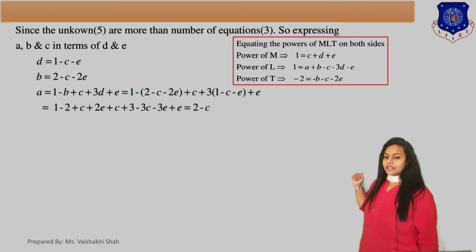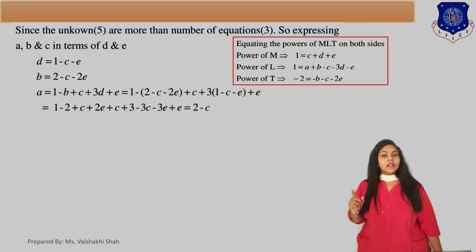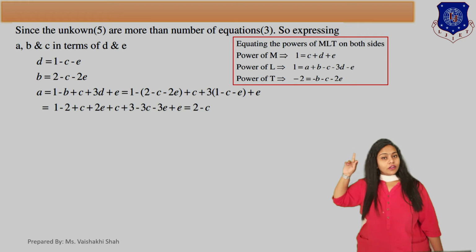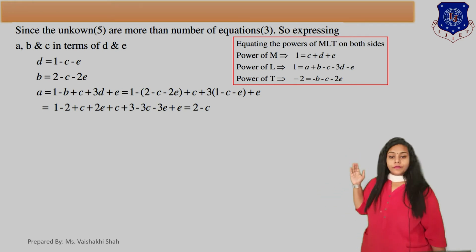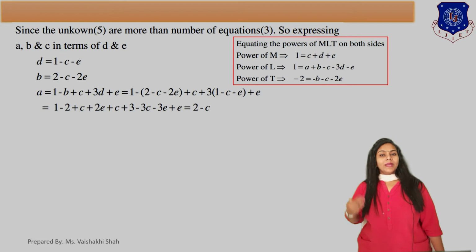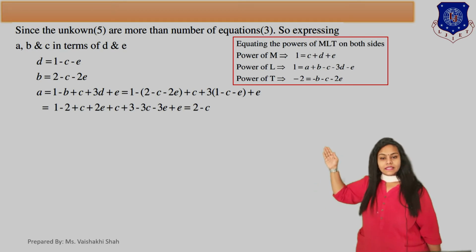So here, first make D your subject. In the equation of power of M, make D your subject. So D equals 1 minus C minus E.